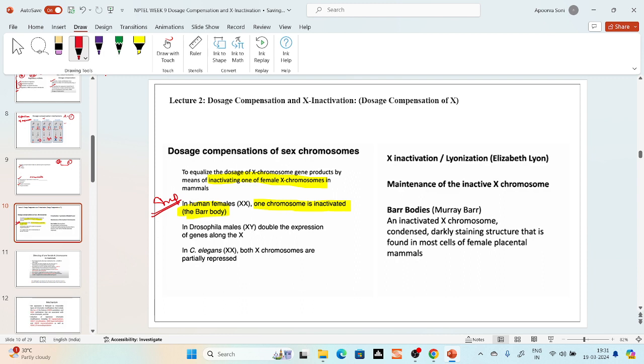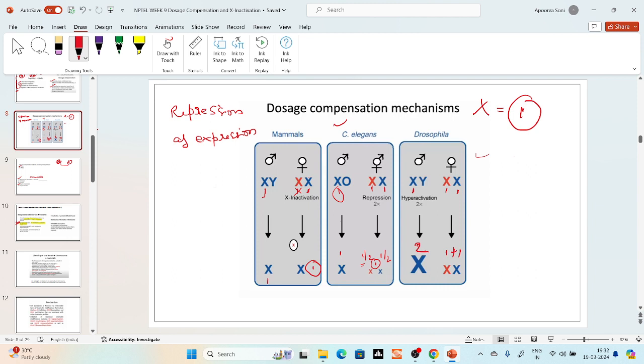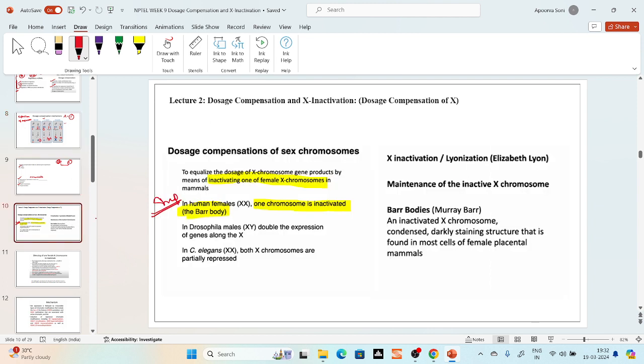In Drosophila, the expression of X is double. You can see over here, hyperactivation takes place. So in Drosophila, there is double the expression of genes along the X. And in C. elegans, both of the X chromosomes are partially repressed.